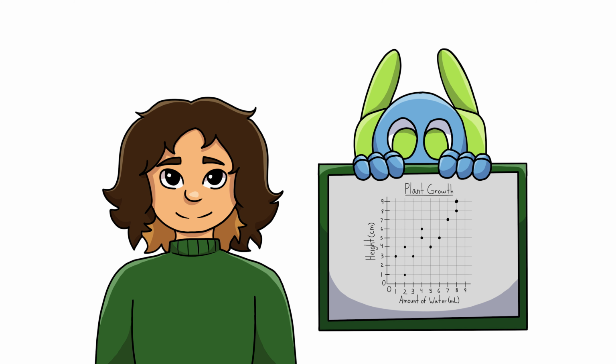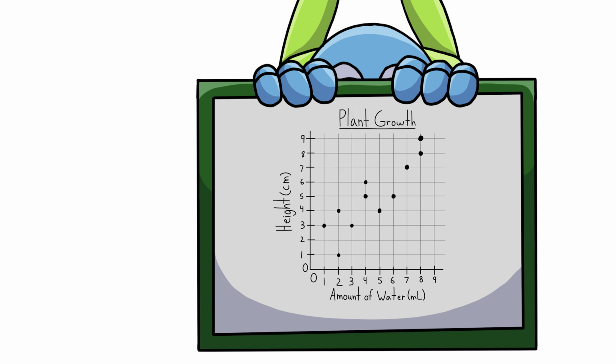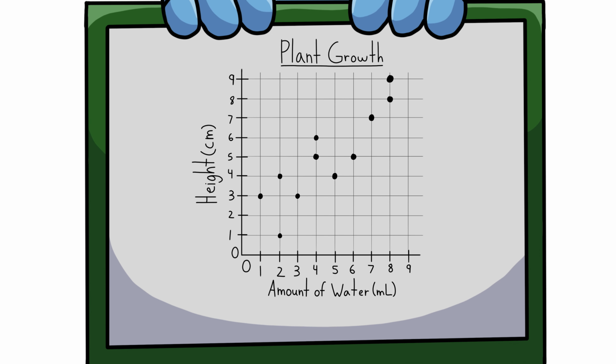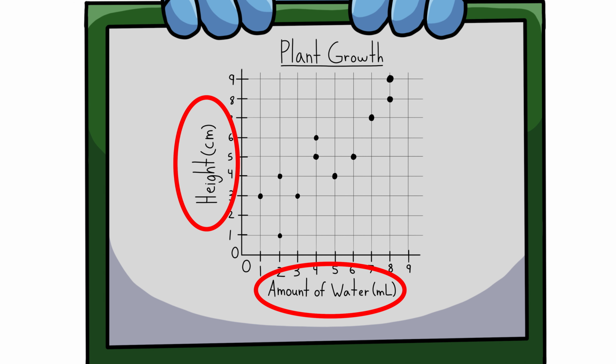Graphs like these can be very helpful in modeling data. However, we can make it even more useful by applying some linear approximation. Let's jump right in. Here's a graph about the relation between a plant's water intake and its height. We have two variables here: how much water we're giving the plant in milliliters, and the plant's height in centimeters.